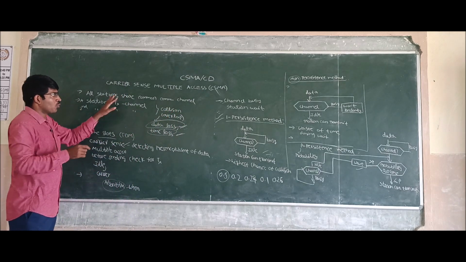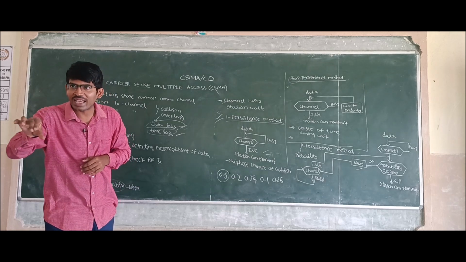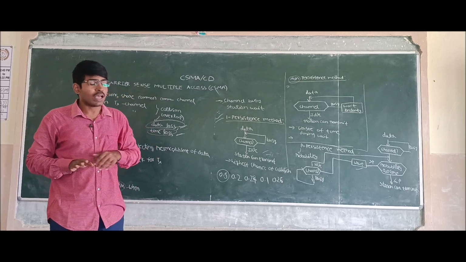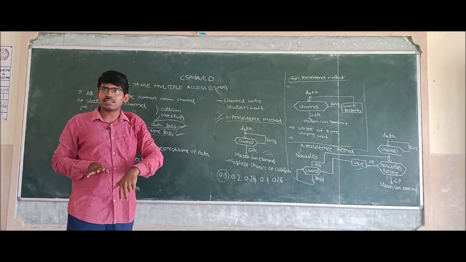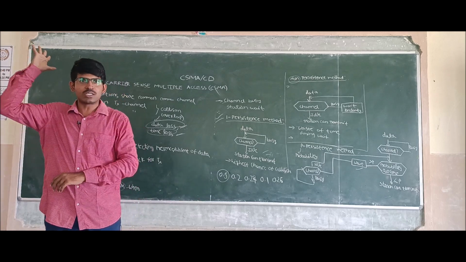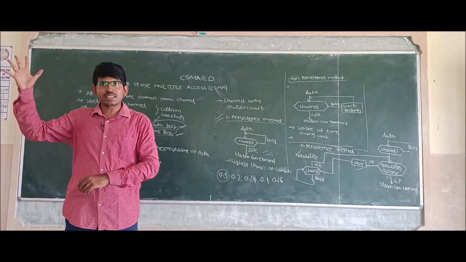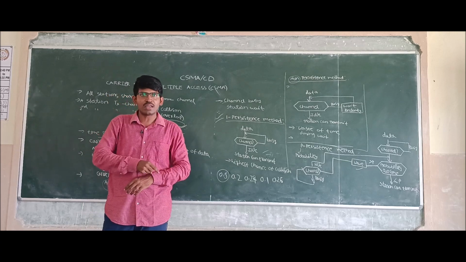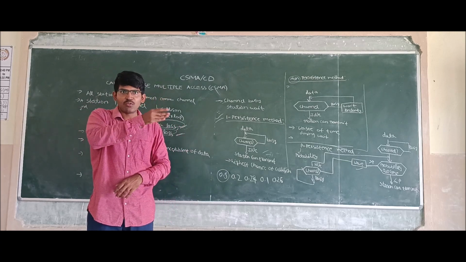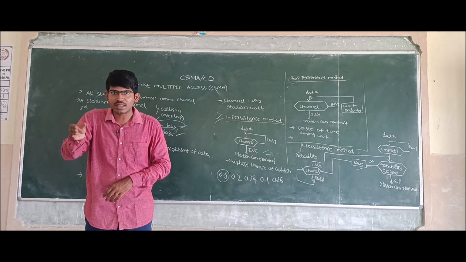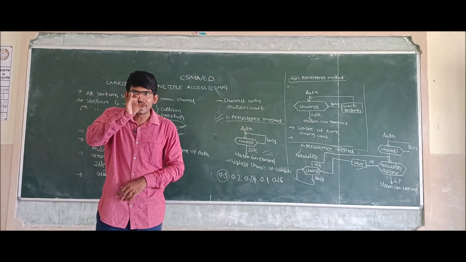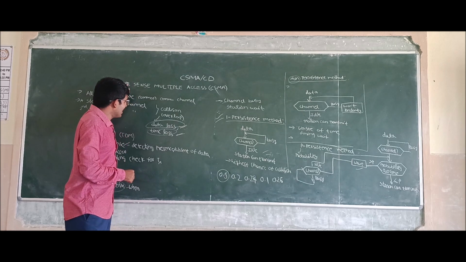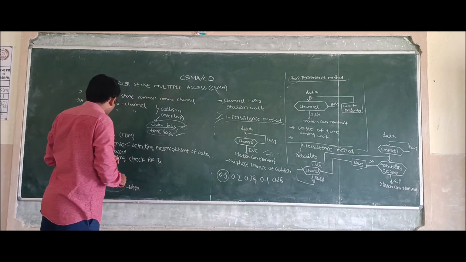Carrier sense means we are sensing whether there is a carrier or not, whether there is information from a station or not. Multiple access means we are giving access to multiple stations. Multiple stations can send information in the same communication channel, but before sending, we sense whether there is a carrier, meaning whether information from any station is present in the channel or not. That's why this is carrier sense multiple access.